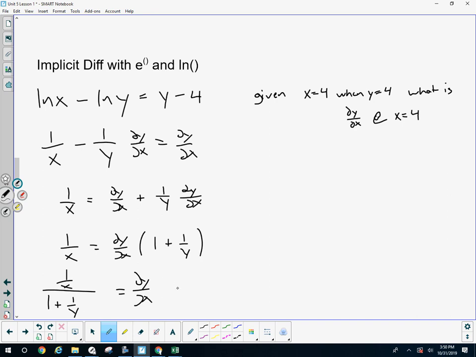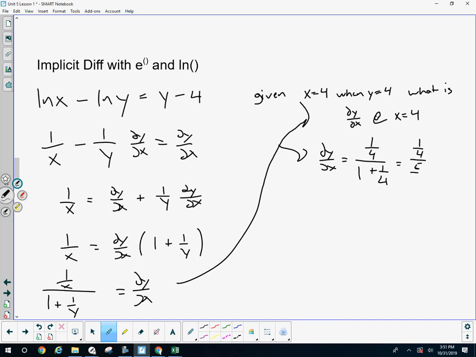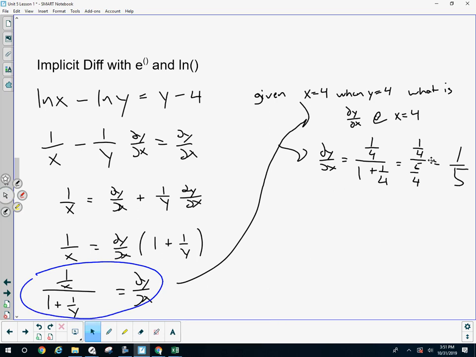Okay. Now, if you were given this question right here, you should just plug in 4 and 4. 1/4 plus 1/4 over 5/4 is 1/5. Great. But if you were not given this question and you were asked to find the tangent slope generated of dy dx, you might not see this. I will show you some simplification that you may be expected to do.